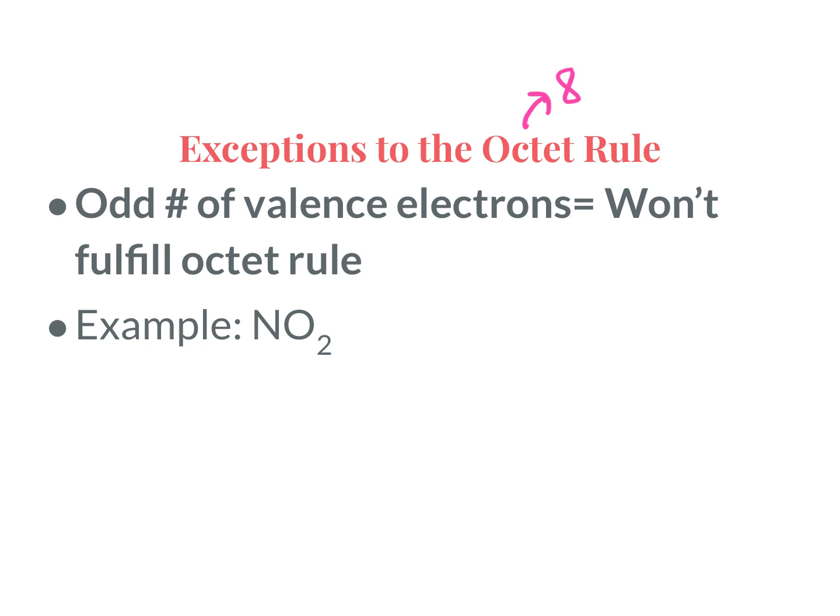And again, what's the first step? Okay. Always count those valence electrons. How many does nitrogen have? 5. Okay. How many does oxygen have? 6. And how many oxygens are there? Okay. So how many total?